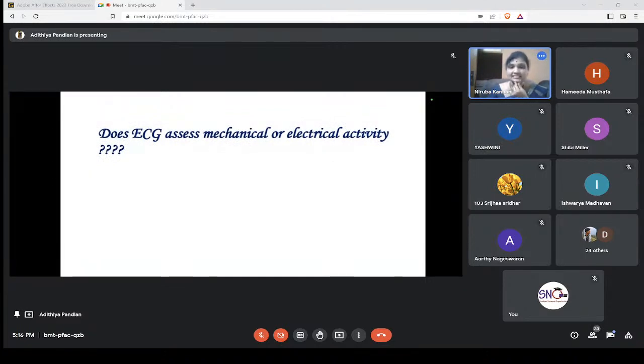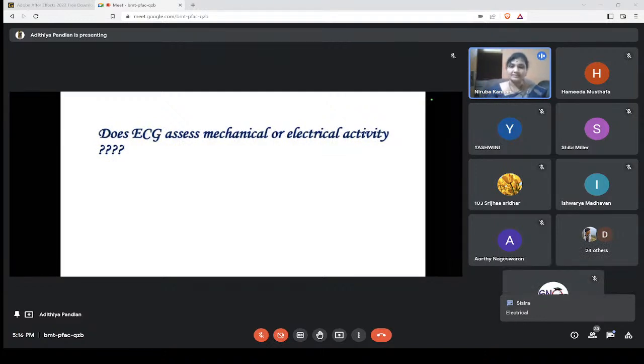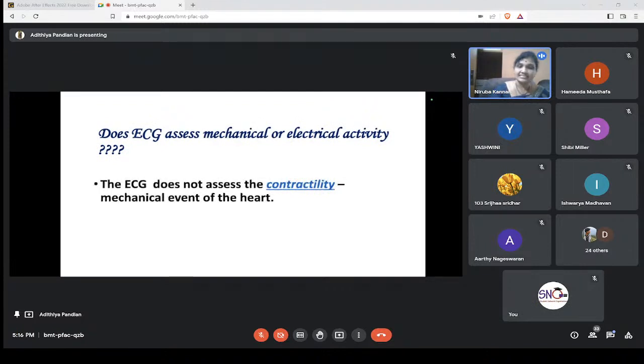Does the ECG assess your mechanical or electrical activity? Guess, please. Is it assessing the mechanical activity or electrical activity? It is a very obvious question. But why I'm saying this is that your heart is contracting. In any tissue in your body, whether it is muscle, heart, or visceral tissue, electrical activity precedes mechanical activity. Only when a tissue is supplied by electrical activity can it bring about the contraction of the heart or the muscle. Whatever it is, only the electrical activity is recorded. ECG does not assess contractility. Only the electrical activity is recorded.